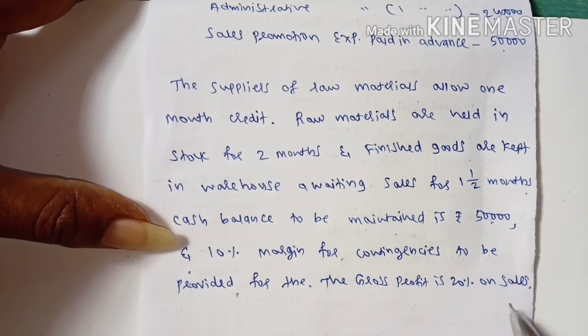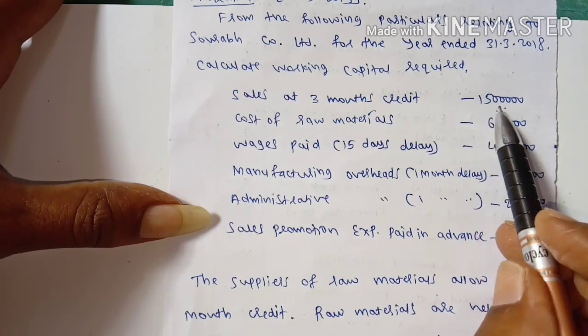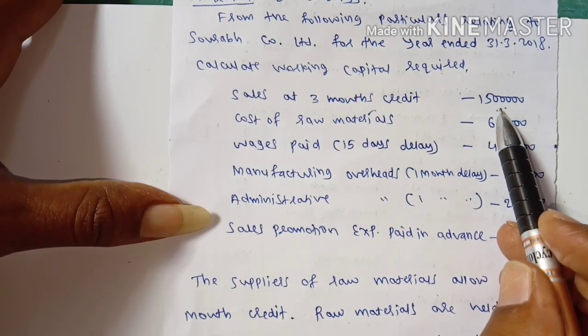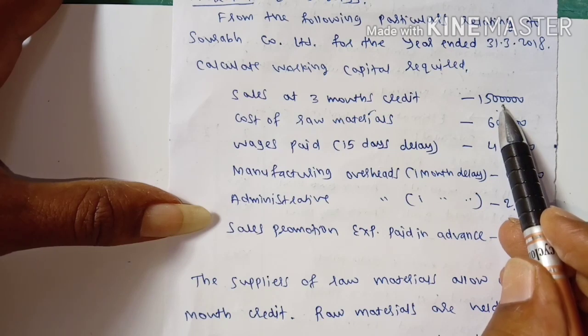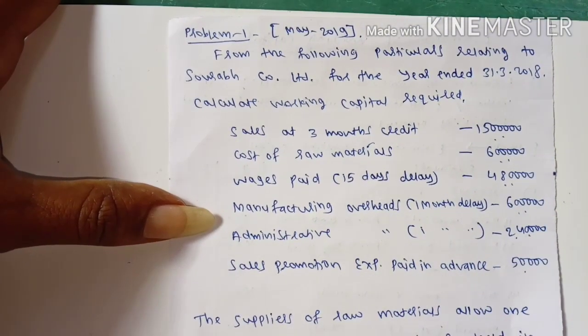So this information is very important. Gross profit is 20% on sales. So whatever sales is given of 15 lakh rupees, it includes gross profit of 20%. So 20% over 15 lakh means 3 lakh. So 3 lakh is gross profit and 12 lakh is cost. Now I will just give a brief summary of this problem.